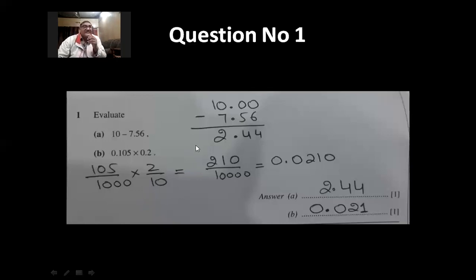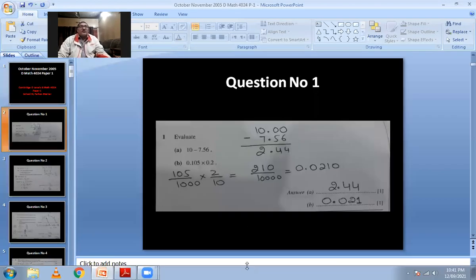Now I will adjust the decimal because here there are 1, 2, 3, 4 zeros. So I will move the decimal 4 steps to the left. So my final answer will be 0.0210. So the final answer is 0.021. So that was the question number 1. So let me show you the next question.